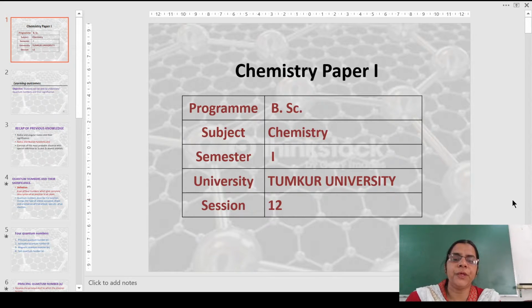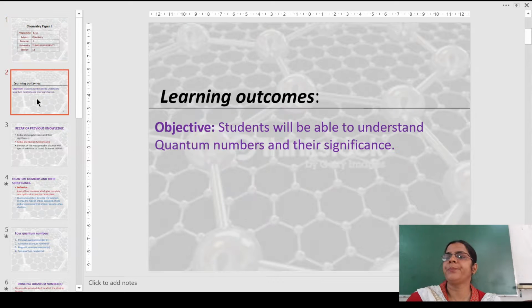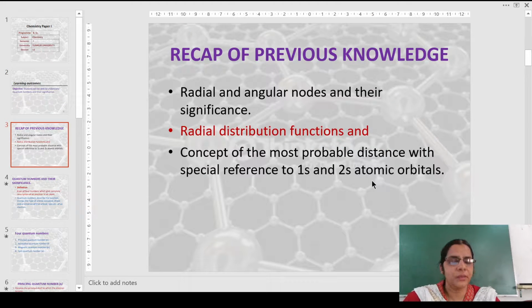In the present video, we are going to talk about the quantum numbers. This has been prescribed by Tumkur University for the first semester BSc students, session 12. As I said, we are going to learn about the quantum numbers and their significance. In the previous video, we learned about the radial and the angular nodes and their significance. We also learned about the radial distribution functions and the concept of most probable distance with a special reference to only two atomic orbitals, that is 1s and 2s.